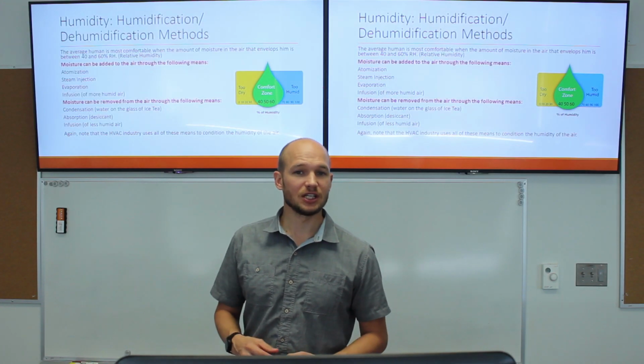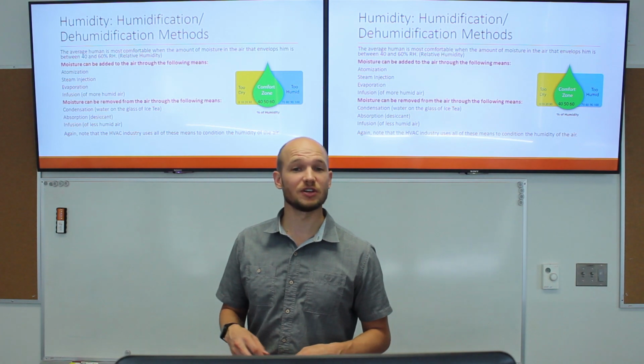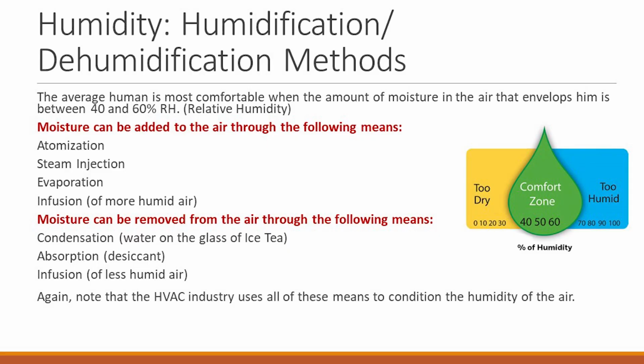So getting into humidity, humidification, dehumidification methods, the average comfortable zone that we're looking for is between 40 and 60% relative humidity. So moisture can be added through a couple different ways, but here's listed a few of them. Moisture can be removed a couple of different ways. Again, you can see the different options.